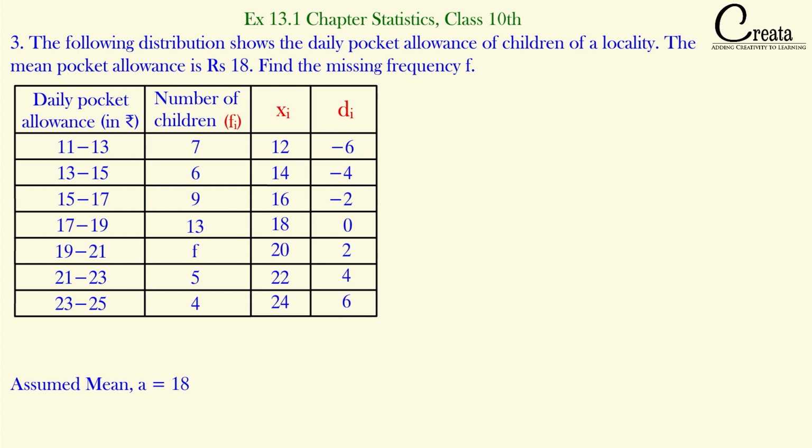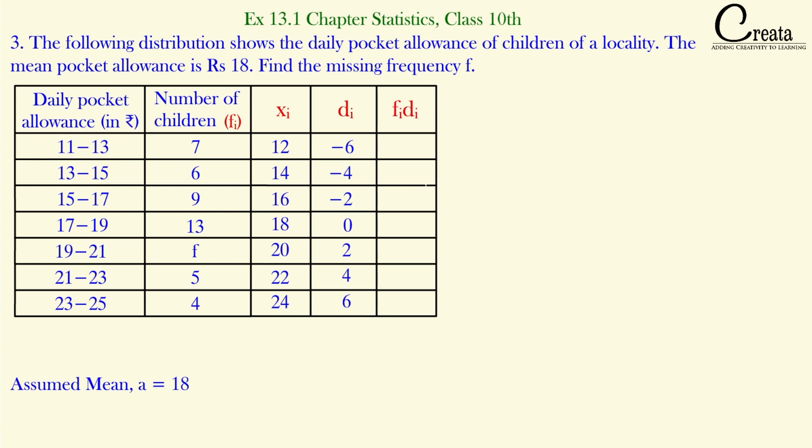What is the next step? We will find Fi into di. Let's multiply the frequency with the deviation. 7 into minus 6 is minus 42. 6 into minus 4 is minus 24. 9 into minus 2 is minus 18. 13 into 0 is 0. And f into 2 will be 2f. f is the missing component that we have to find, and we are multiplying f with 2. So f into 2 is 2f. Note this. Further, 5 into 4 is 20. 4 into 6 is 24.